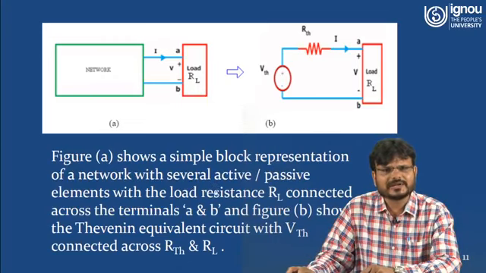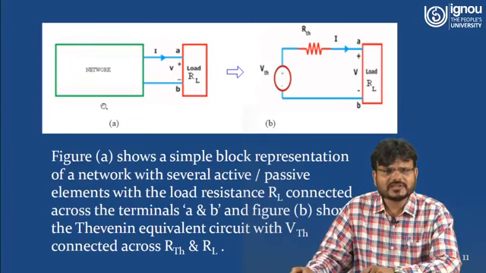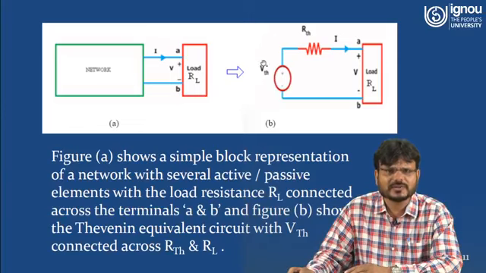Here you can see, figure A shows the simple block representation of the network with several active and passive elements with the load resistance RL connected across the terminals A and B. Here you can see this is a network, and this is replaced by this open circuit, and this one is a load resistance RL. So you have to find the voltage across this terminal AB when this load resistance is removed. So this will be the open circuit, or you can say this is the Thevenin voltage.